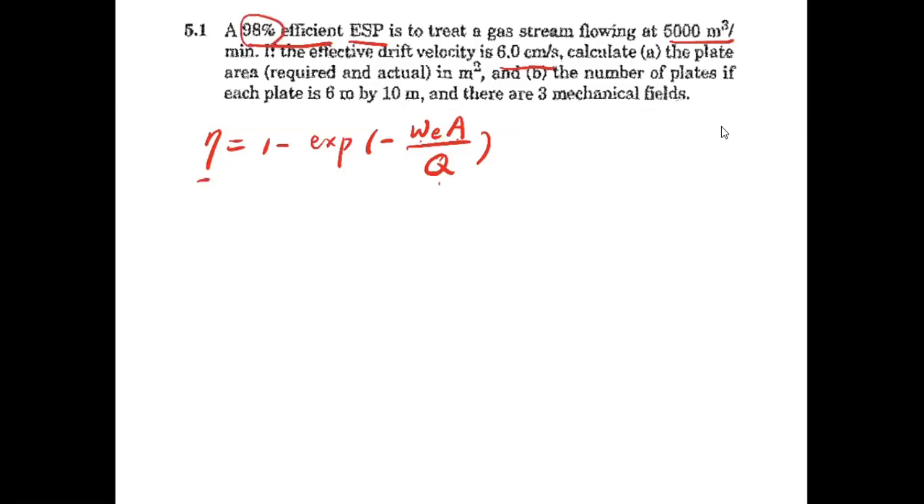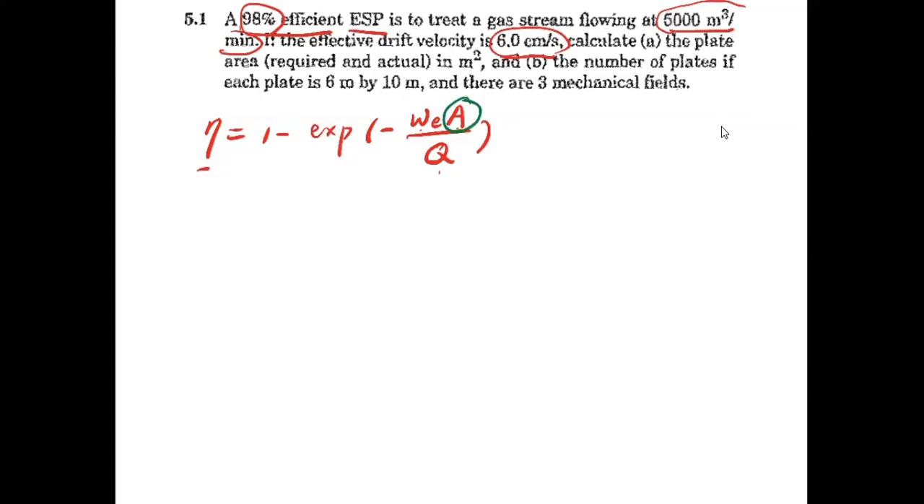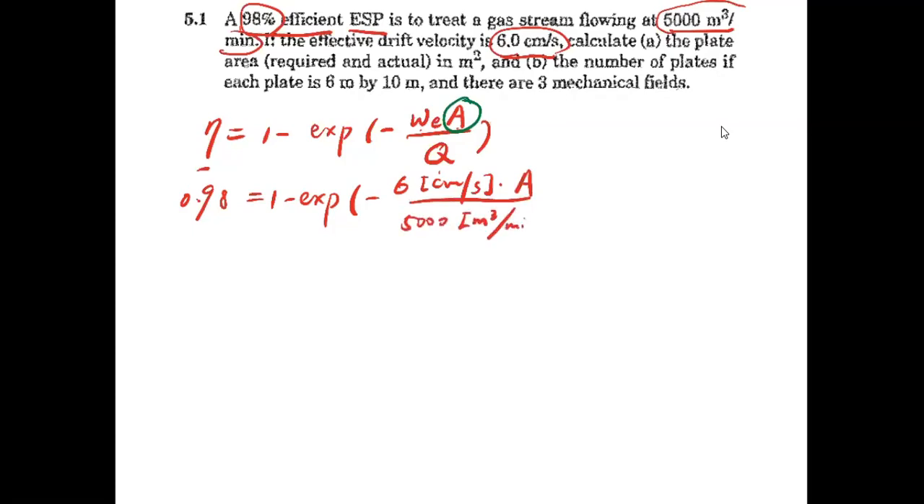So once we have the efficiency, we can start to plug in all of these parameters. So you see it's quite straightforward. We have the efficiency, we have the flow rate, we also have the migration velocity. So we can actually solve out, find out what this A is, right? So if we plug in, that's going to be 0.98 equal to 1 minus exponential minus 6 centimeters divided by second, multiplied by A, divided by Q, that's 5,000 meters cubed per minute.